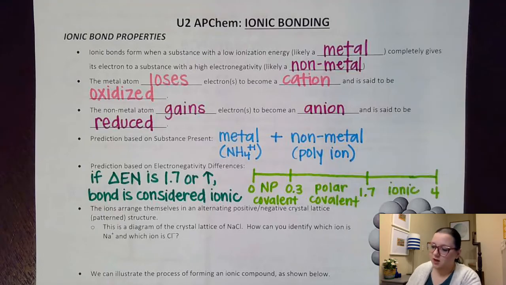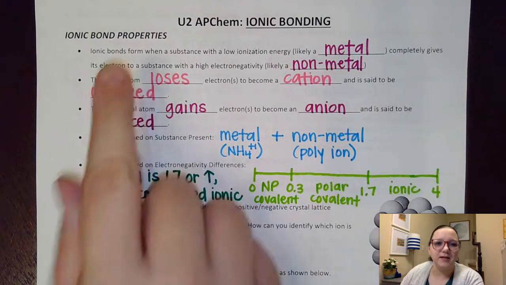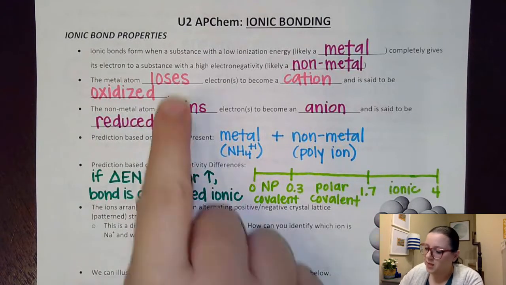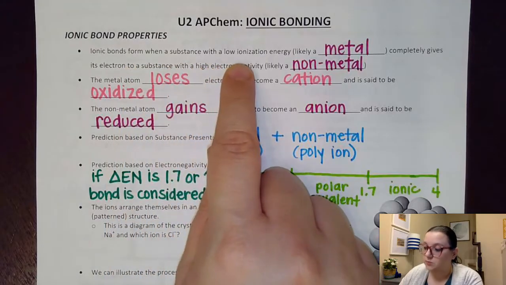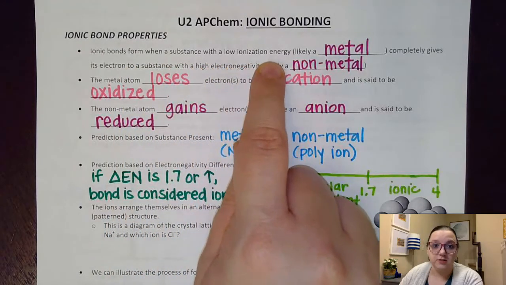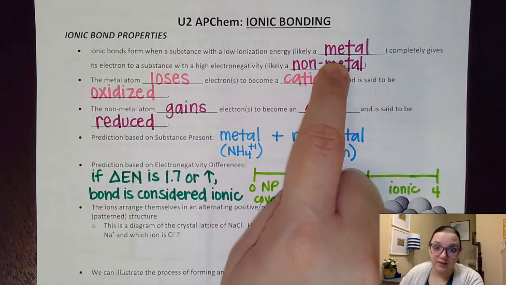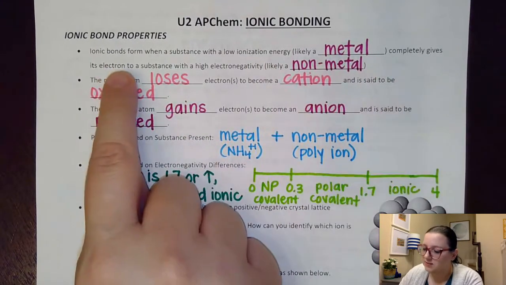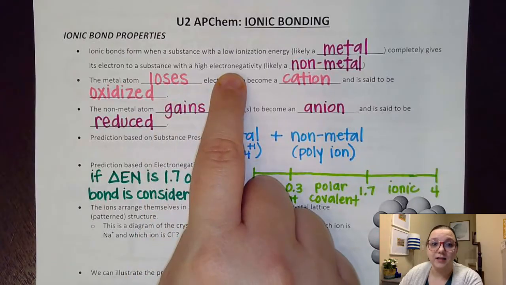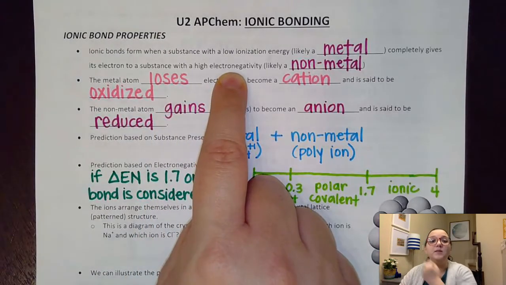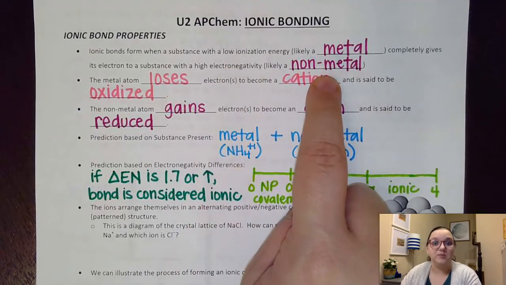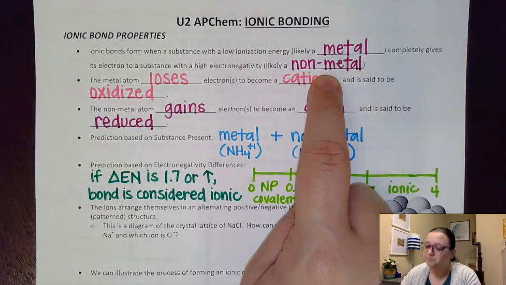So to start us off here, just some basic properties that might sound a little bit familiar from pre-AP. Ionic bonds form with a substance with a low ionization energy, so something that's really easy to remove an electron off of, something like a metal, will completely give its electrons to a substance with a high electronegativity, something with a really big pull to bring in those electrons, and as we know, that would be some sort of non-metal. Non-metals tend to have a much higher electronegativity.